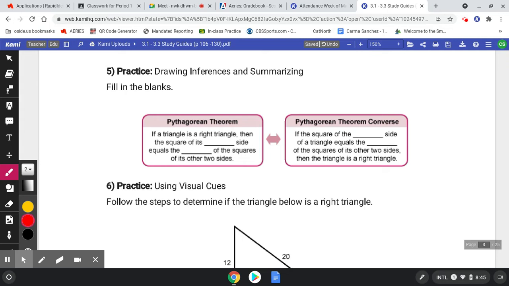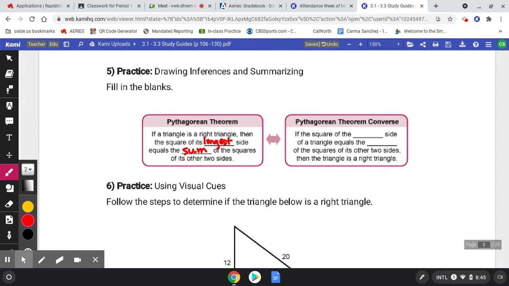All right, so here in a triangle, if a triangle is a right triangle, then the square of its longest side equals the sum of the squares of its two other sides. This is the Pythagorean theorem.